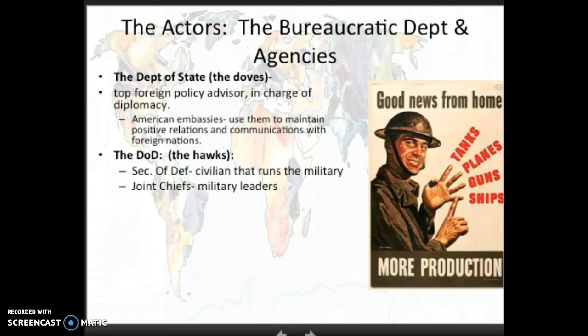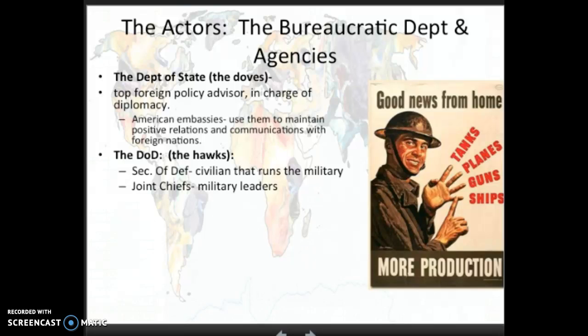The Department of Defense, these are your hawks, these are your militaries. Hawks are more likely to support military action. The Department of Defense is headed by the Secretary of Defense. This has got to be a civilian that runs the military. We do not have generals that are running the military.